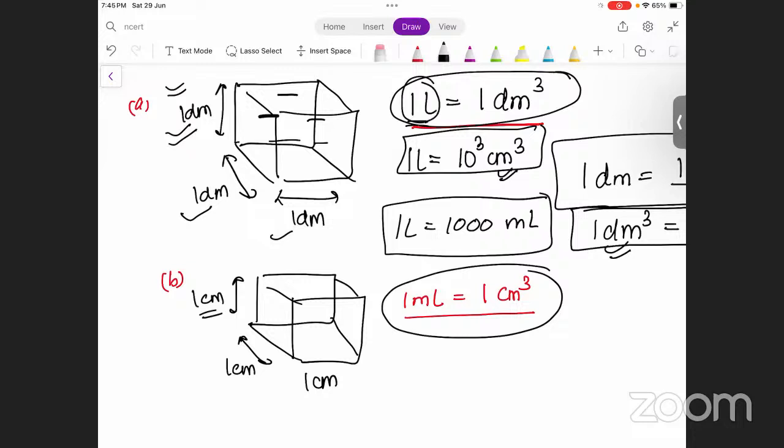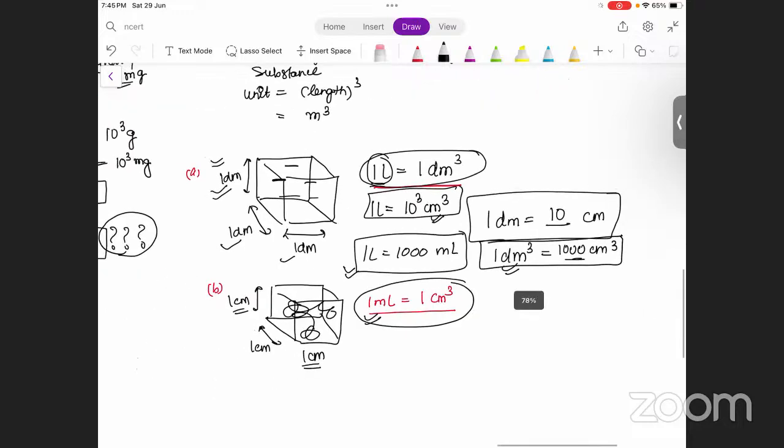And in a similar way, if I take the cube which has the dimension of 1 centimeter by 1 centimeter by 1 centimeter, then the amount of substance that will come in this particular cube is 1 ml. Now, once I know what is 1 liter and what is 1 ml, then obviously we can do the conversions, because we all know that 1 liter is equal to 1000 ml. Now, if 1 liter is 1000 ml, then 1000 ml will be equal to 1000 centimeter cube. So that's how you have to do the conversions.